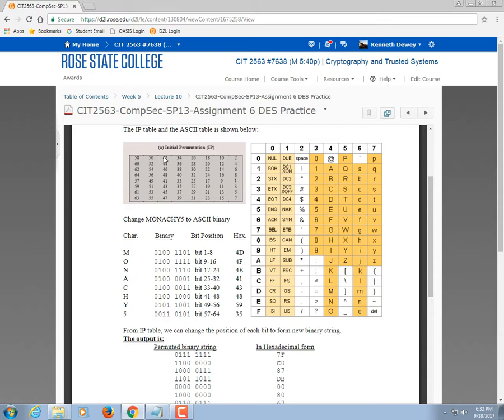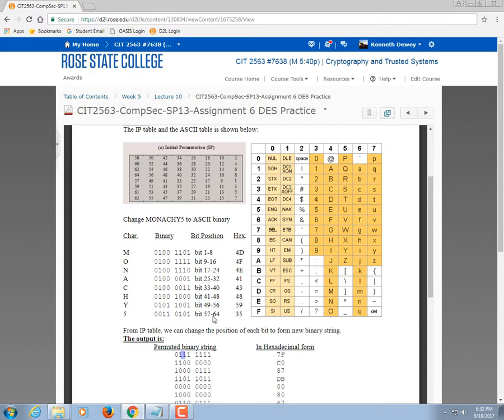Okay, so bit 42 becomes the third one over. Bit 42, this one right here, see that one right there? Becomes that one right there. I can't quite highlight it. The third one. Everybody see how that works?